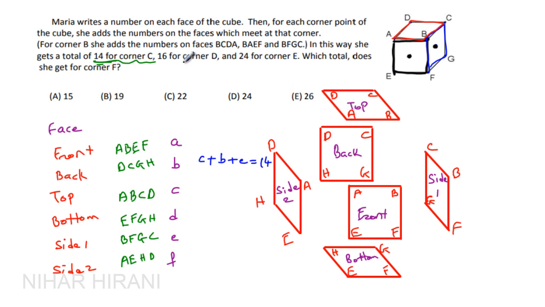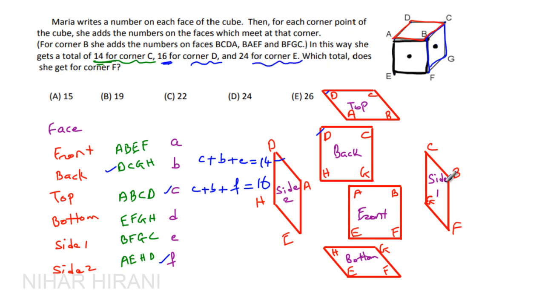Now we need to talk about corner D. So D is the corner of which faces? D is the corner of top, and top is letter c. So here I will write c. Then D is the corner of the back side. The back side is b. So I will write b. And D is the corner of side 2. Side 2 we have considered f. So c plus b plus f is equal to, the question says, 16. 16 for corner D.